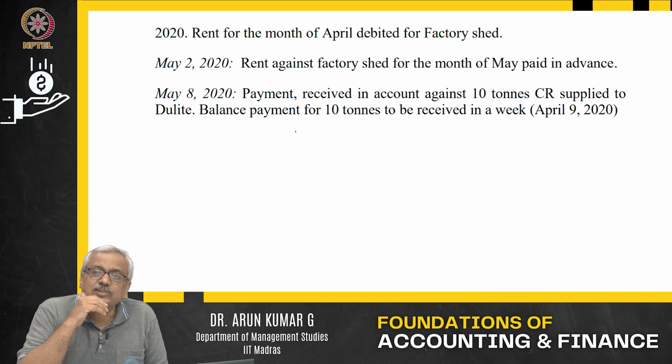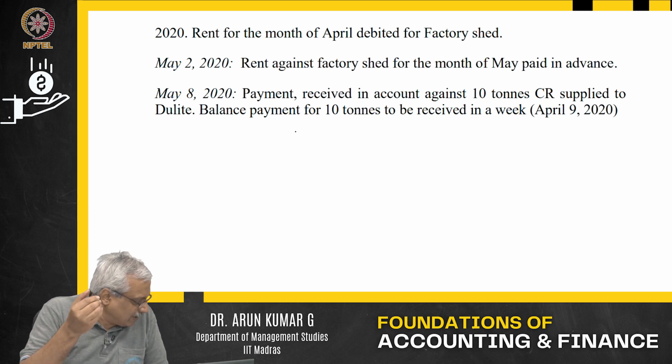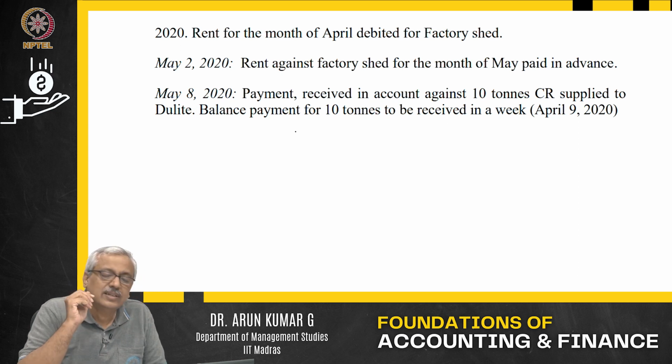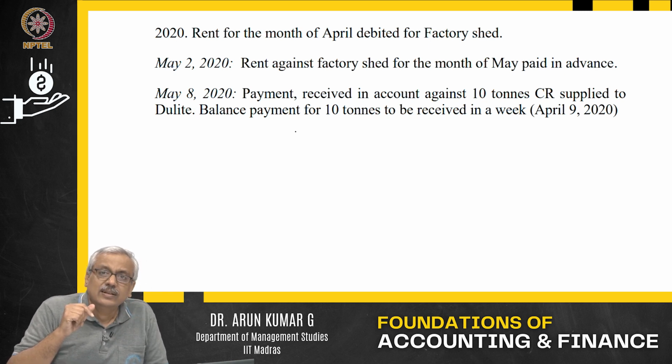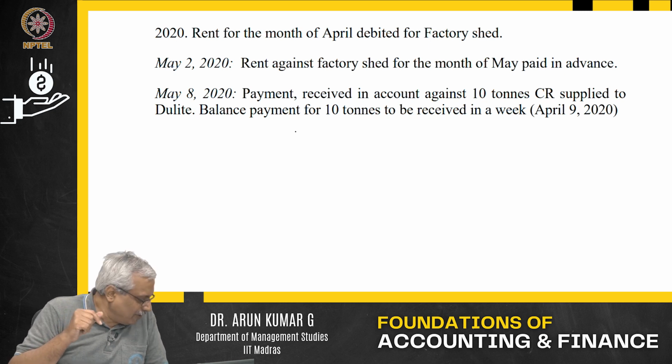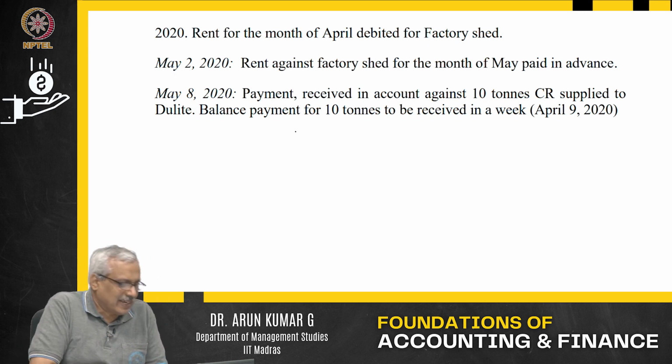May 3rd, there is no transaction. May 4th, there is no transaction. May 5th, there is no transaction. May 6th, there is no transaction. May 7th, May 8th is when the transaction is there. Or there is one transaction before. Go back to the April 6th transaction.